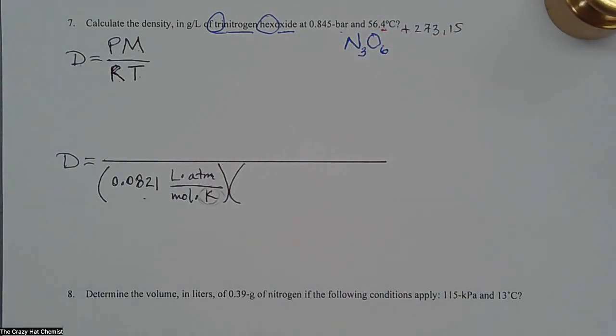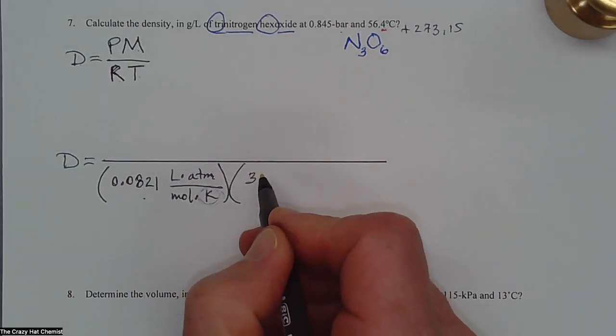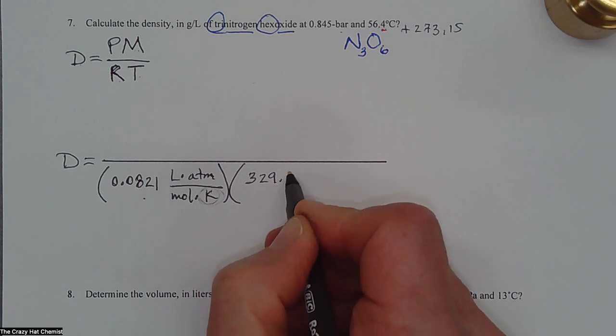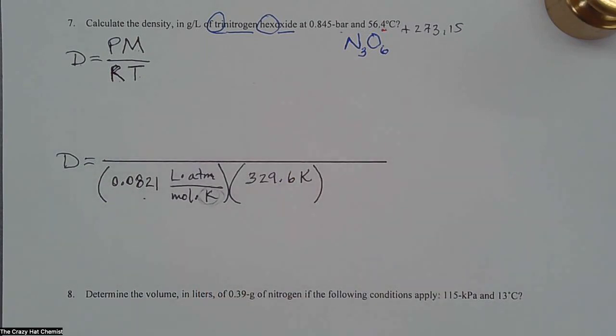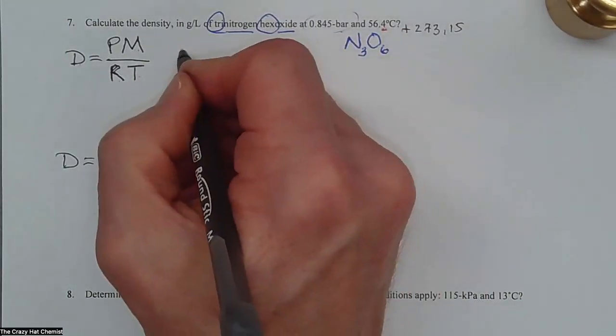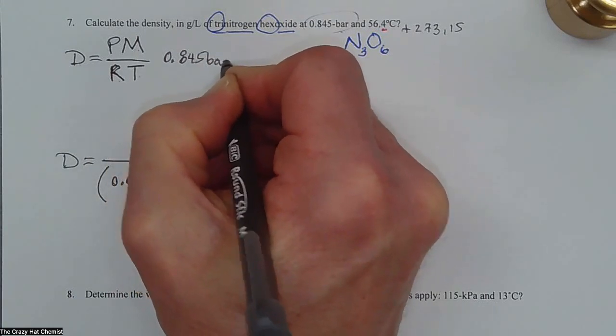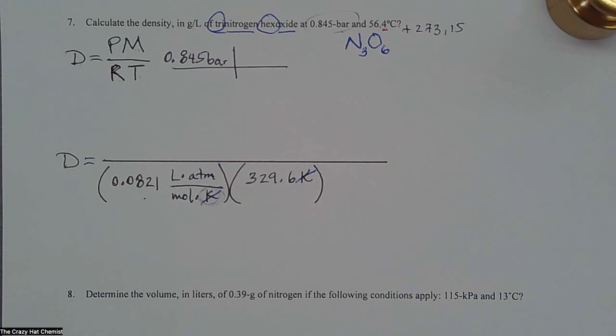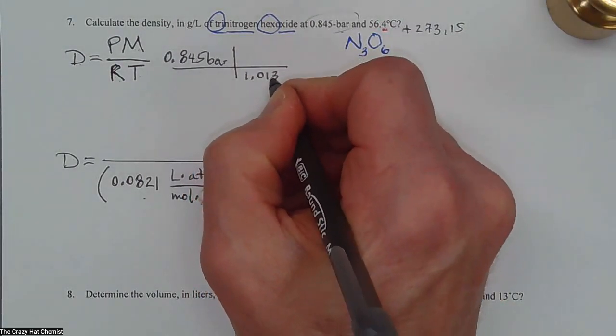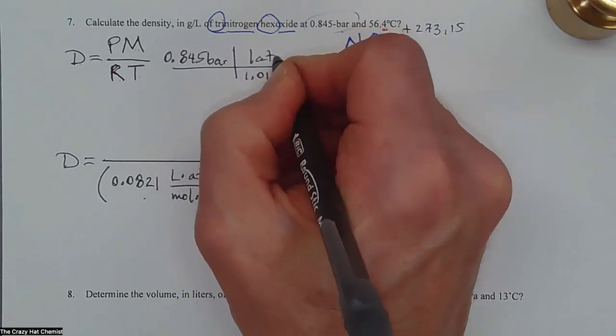Okay, and then I'm going to get the following value. That's going to be 329.6 Kelvin. That will enable me to cancel out the units of Kelvin, right? Then the next thing that we're going to do is we're going to do a pressure conversion. And so we're going to take this pressure here of 0.845 bar, and we are going to convert that into atmospheres. So it is to do this is 1.013 bar, and that's equal to 1 ATM.